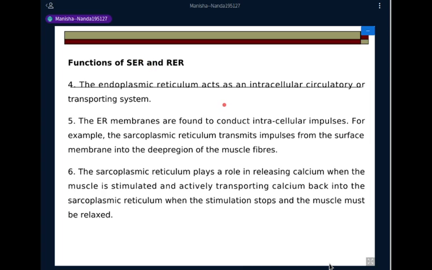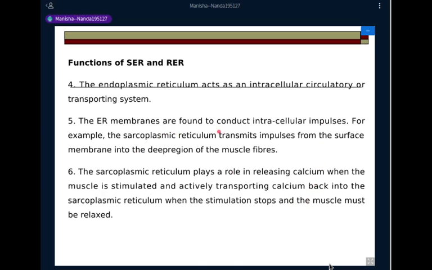Then the endoplasmic reticulum also acts as an intracellular circulatory or transporting system. Again, we'll talk about this in detail once we talk about vesicular trafficking in eukaryotic cells, where you'll see how this sieving and transportation of membrane and organelle proteins and lipids are performed by the endoplasmic reticulum in association with the Golgi apparatus. So it definitely acts as an intracellular circulatory and transporting system.